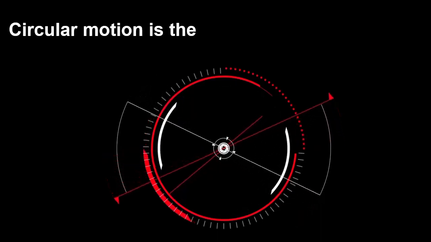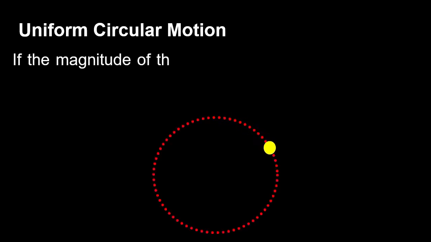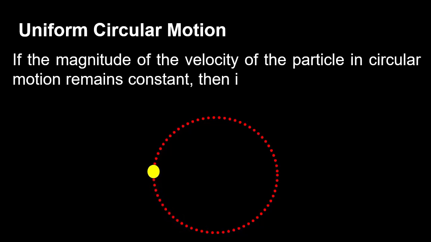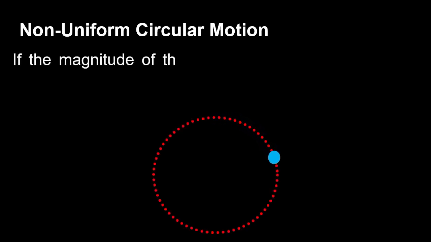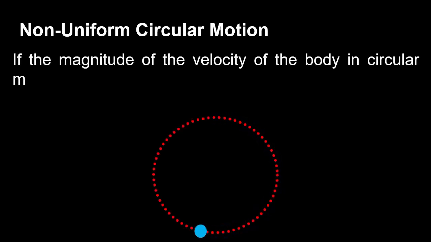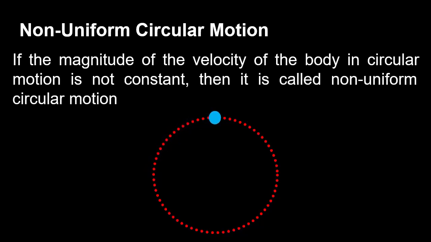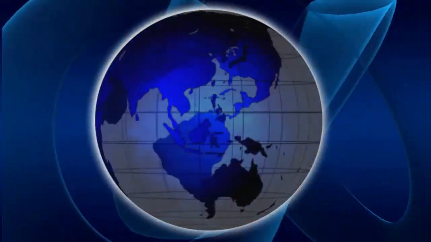Circular motion is the movement of an object in a circular path. Uniform circular motion: if the magnitude of the velocity of the particle in circular motion remains constant, then it is called uniform circular motion. Non-uniform circular motion: if the magnitude of the velocity of the body in circular motion is not constant, then it is called non-uniform circular motion. If an object rotates around itself, the motion can be called spinning motion.